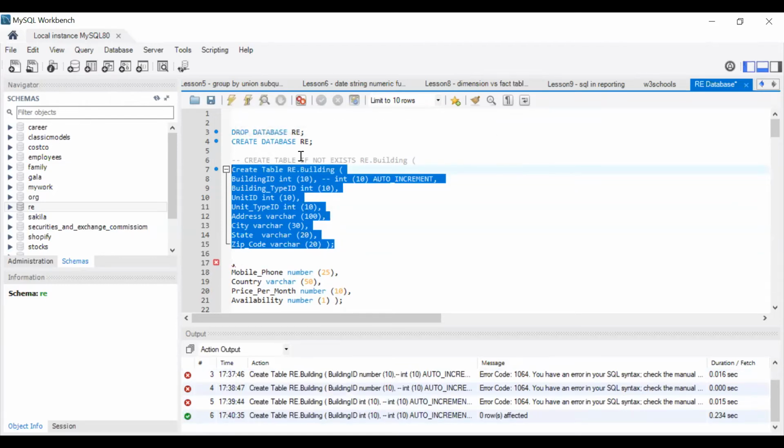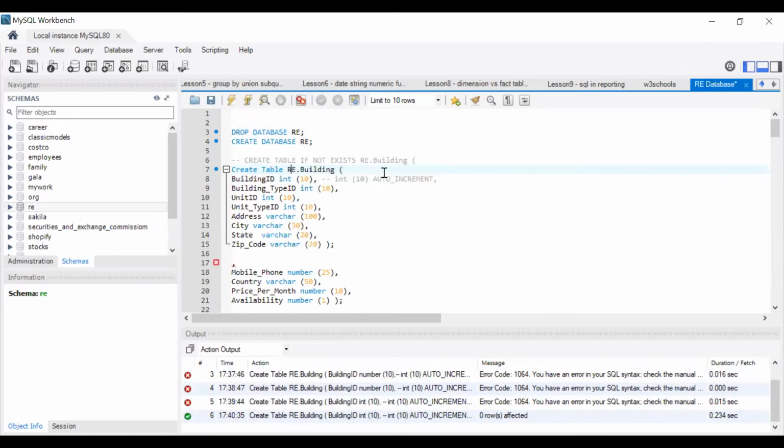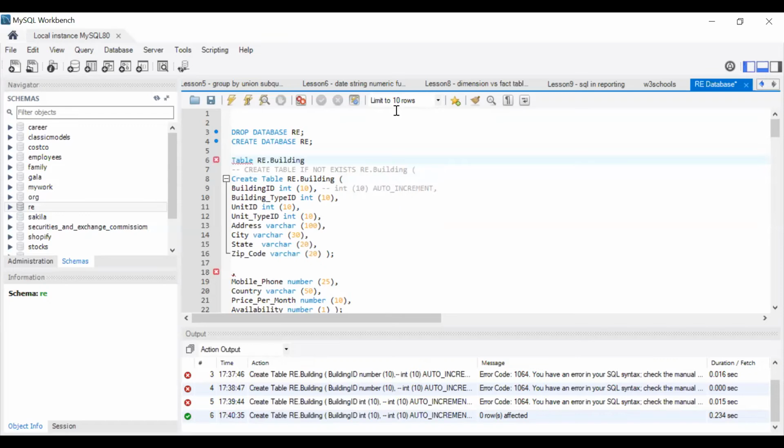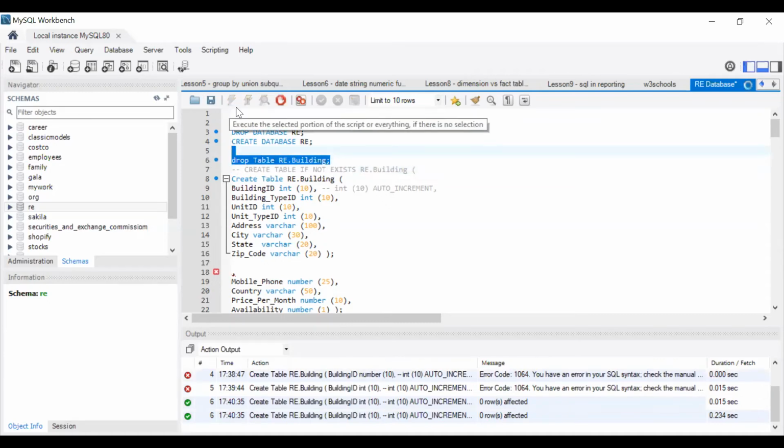Okay, so this part works. We're going to be adding line by line, which is great for everyone to see. So we're going to drop table. And we're going to be testing line by line why one line doesn't work.